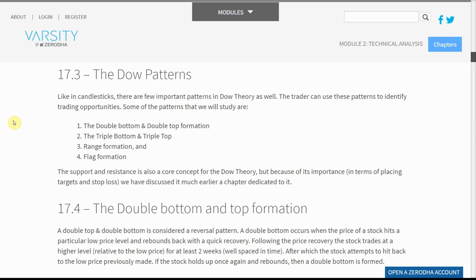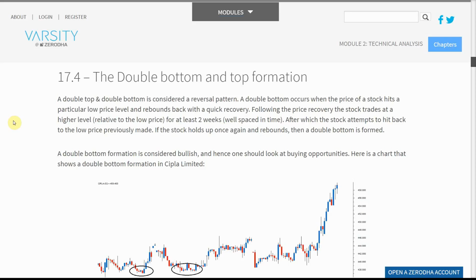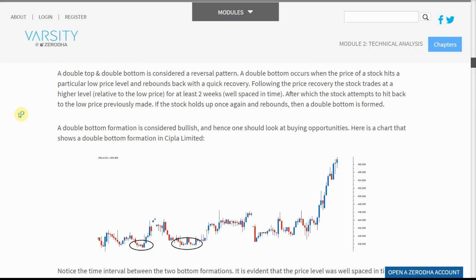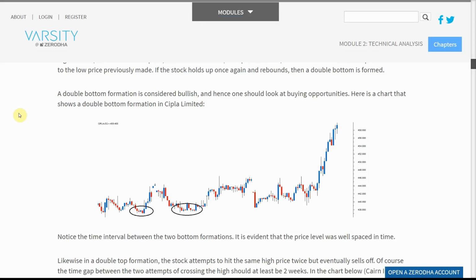17.4 The double bottom and top formation. A double top and double bottom is considered a reversal pattern. A double bottom occurs when the price of a stock hits a particular low price level and rebounds back with a quick recovery. Following the price recovery, the stock trades at a higher level relative to the low price for at least 2 weeks, well spaced in time, after which the stock attempts to hit back to the low price previously made. If the stock holds up once again and rebounds, then a double bottom is formed. A double bottom formation is considered bullish, and hence one should look at buying opportunities.